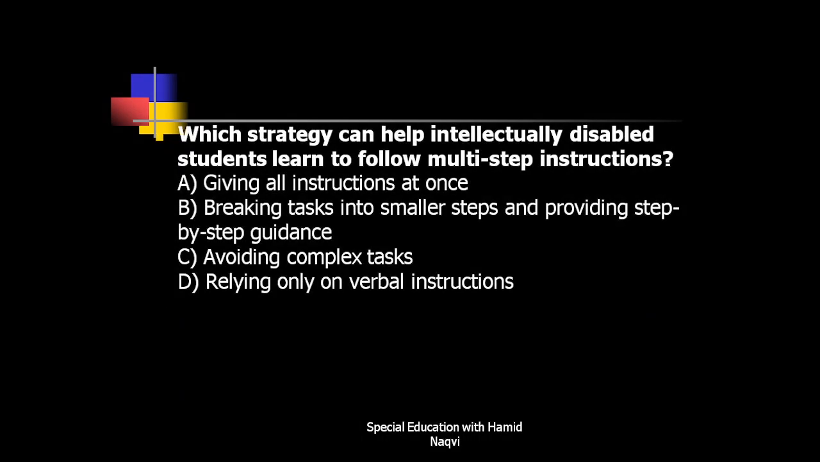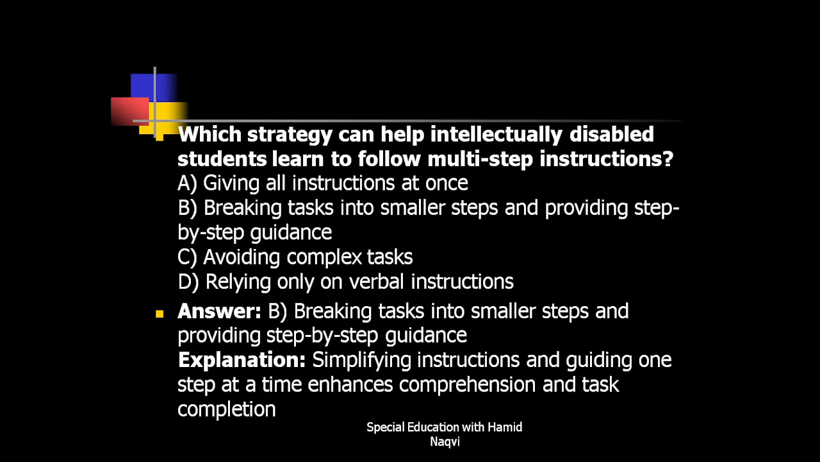Next MCQ is which strategy can help intellectually disabled students learn to follow multi-step instructions? Giving all instructions at once, breaking tasks into smaller steps and providing step-by-step guidance, avoiding complex tasks or relying only on verbal instruction. The answer is breaking tasks into smaller steps and providing step-by-step guidance. Simplifying instructions and guidance, guiding one step at a time enhances comprehension and task completion.